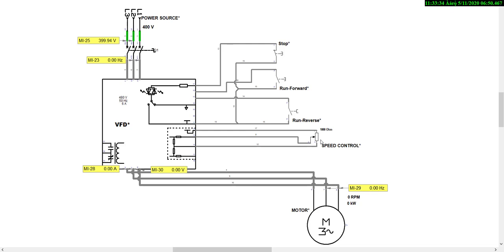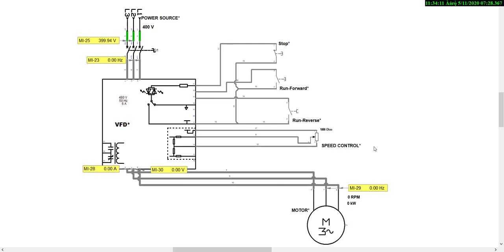We all know that V is equal to IR. That means voltage is directly proportional to current and resistance. So by regulating our resistance, we can regulate the current that is going into our VFD, thereby regulating the speed. So we chose a 1000 ohms variable resistor here, a POT, and it can move from 0% to 100%. 100% means 1000 ohms, 0% means 0 ohms.